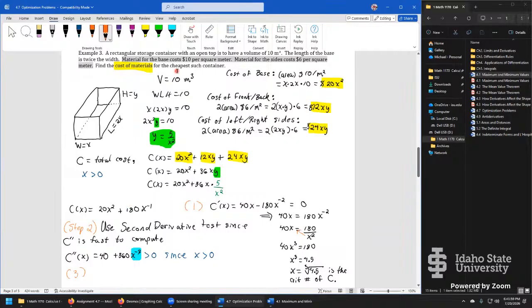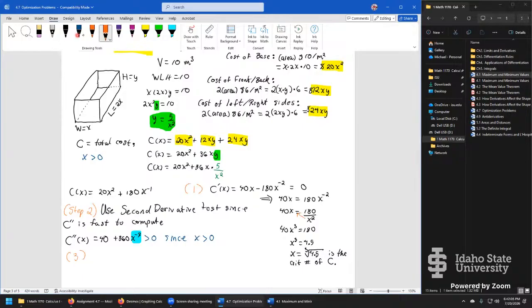So watch for the wording of the instructions. Sometimes it emphasizes the input or the output. Here we're going for the output, so we can say the absolute min cost is the cost function at cube root of 4.5, which means we go back to that function right there, the original function.